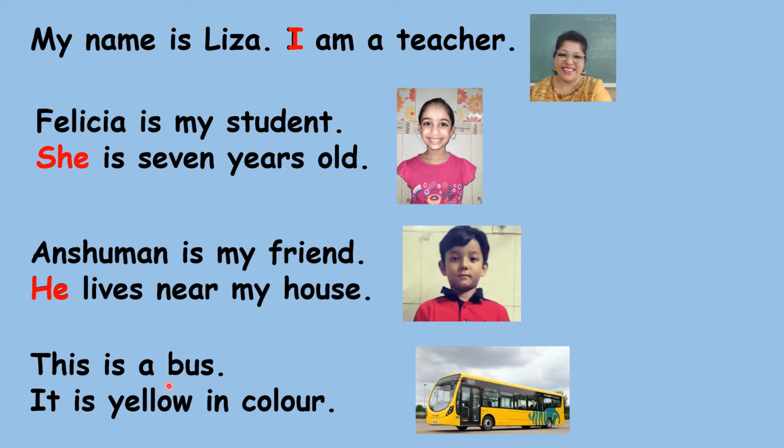This is a bus. It is yellow in color. Now I told you earlier the word it is used only for things and animals. And I'm talking about a bus. So the bus is a thing. I use the pronoun it and there is only one bus.